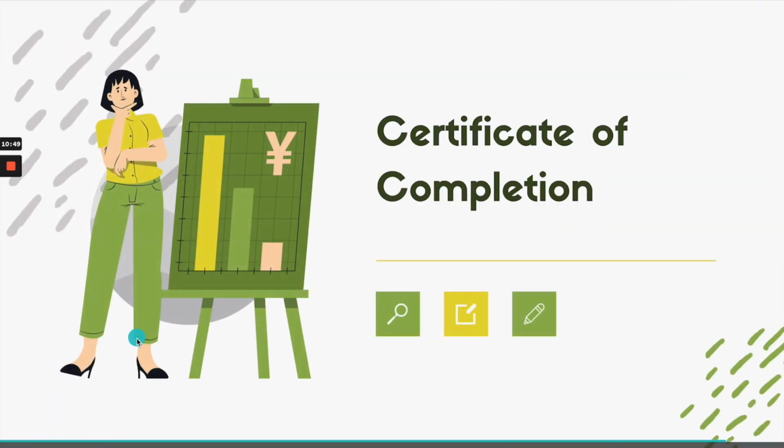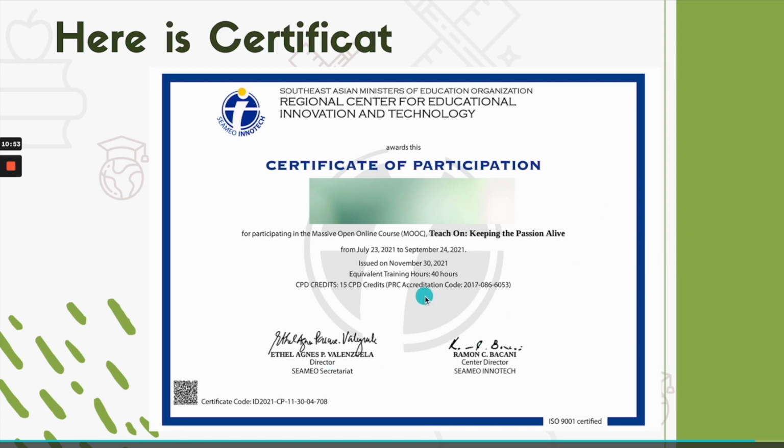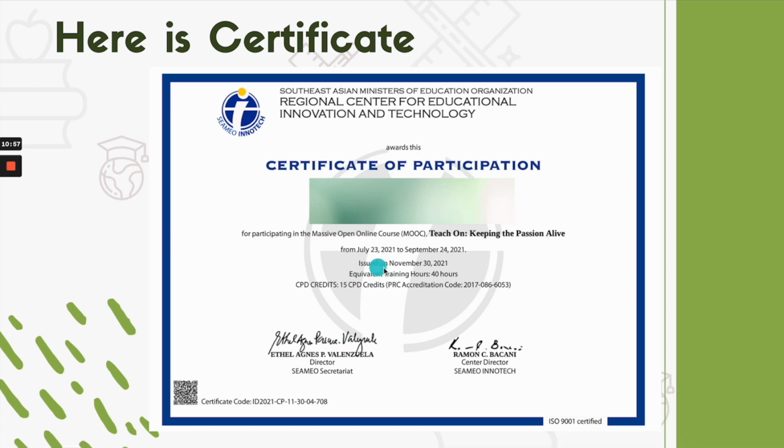This is the certificate of completion. This is mine, and as you can see, it is certified, and I took it from July 23 to September 24. It was issued last November 30, 2021. And it is equivalent to 40 hours or 15 CPD credits. So this is a big help.